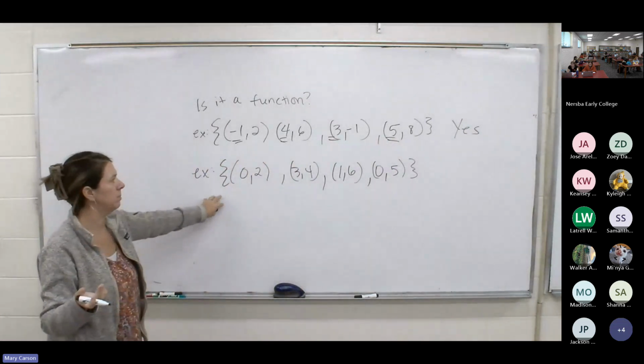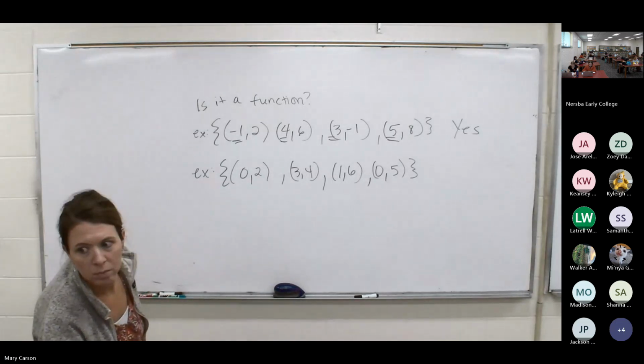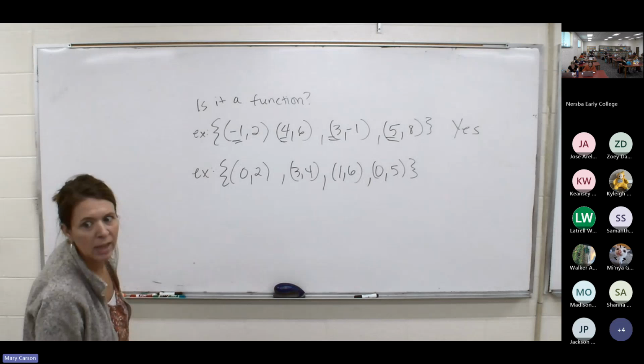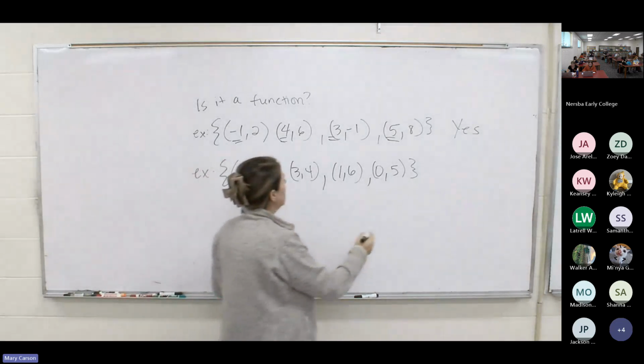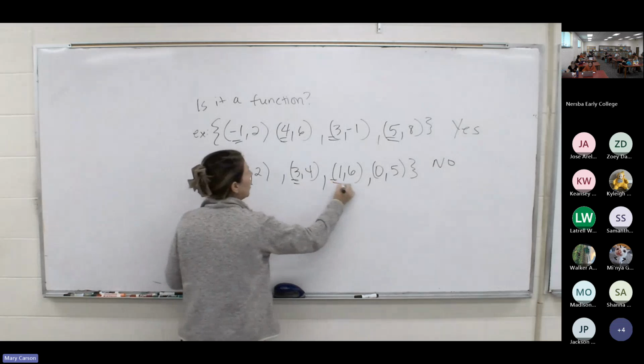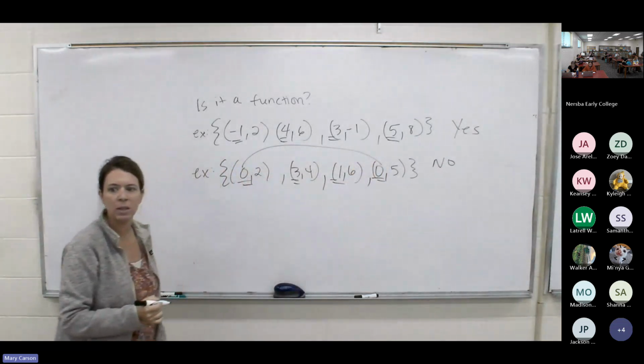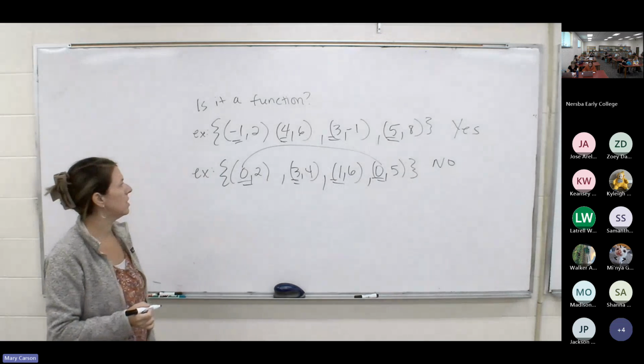How about this one? The second one is no. We look at our x values: we have a 0, a 3, a 1, a 0. This one has an x value that repeats, so therefore it is no.